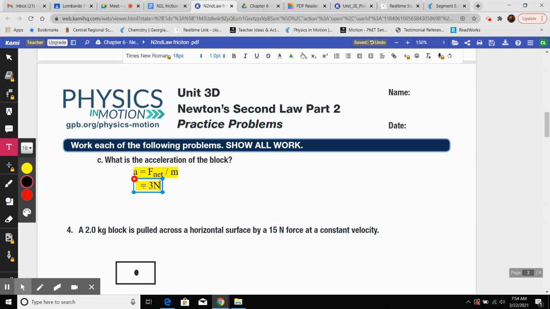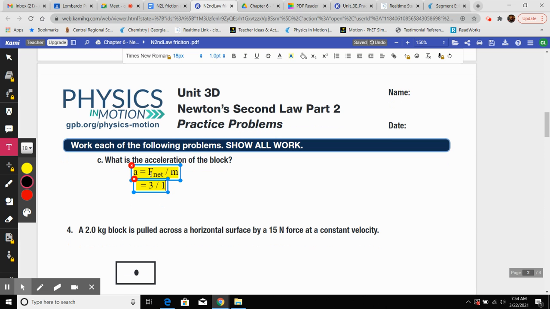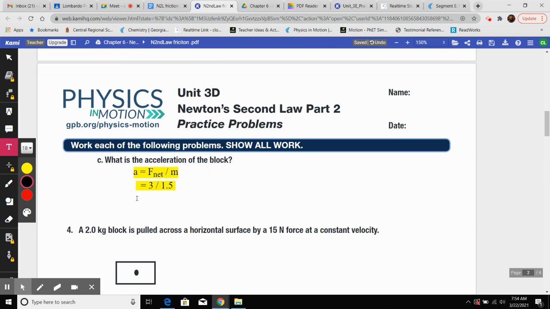Which would be 3 newtons divided by, what was the mass of the object? Scoot back up, 1.5 kilograms. And that leaves us with an acceleration of 2? That makes sense. Yes, it does. Meters per second squared is our final answer.